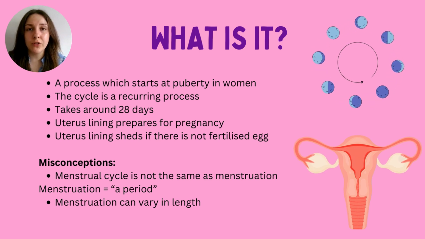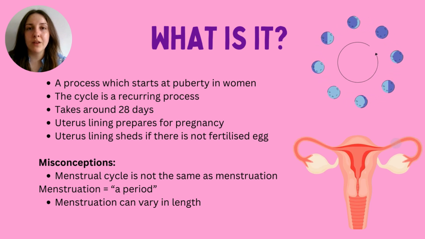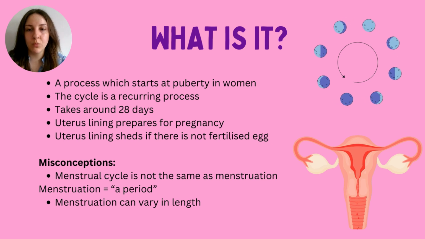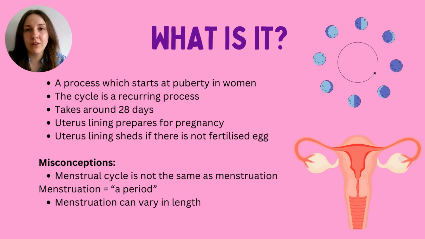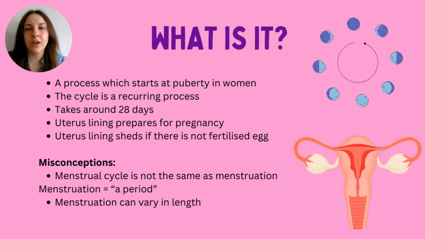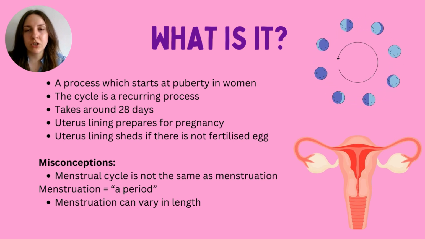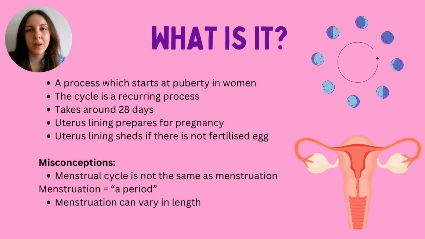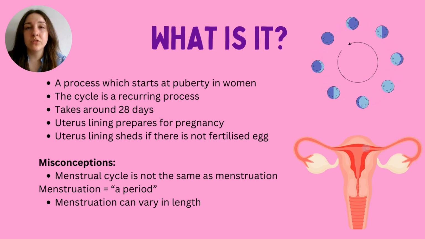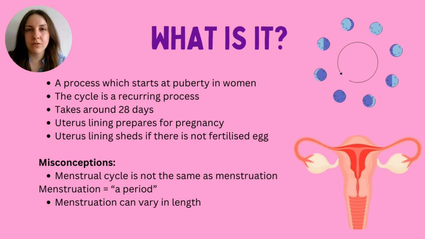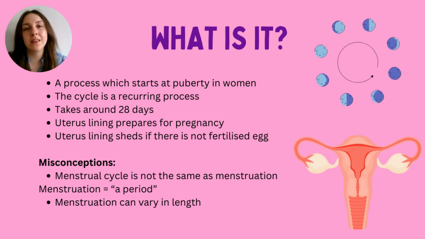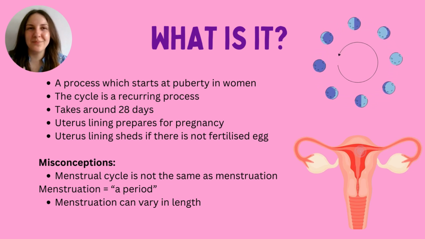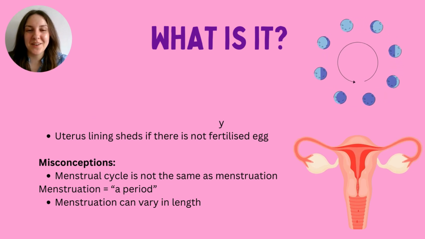Now, one of the misconceptions I often find with students is that they think the menstrual cycle is menstruation. Note that menstruation is typically what we would call in everyday language a period. So menstruation is effectively the breaking down of that uterus lining, and blood is released through the vagina, and that can last a few days, a week, slightly longer, depending, again, on the individual. But the menstrual cycle is a whole host of different events, including hormones and the breakdown and the buildup of that uterus lining. So hopefully that's unmystified some of those misconceptions there.